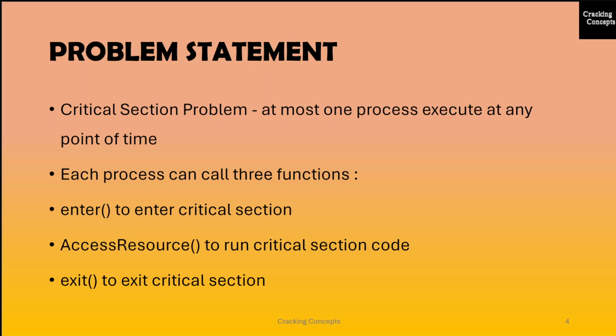Now let's look into the problem statement for mutual exclusion. The critical section problem concerns a piece of code at all processes for which we need to ensure that there is at most one process executing it at any point of time. Each process can call three functions: the enter function to enter the critical section, the access resource function to run the critical section code, and the exit function to exit the critical section.